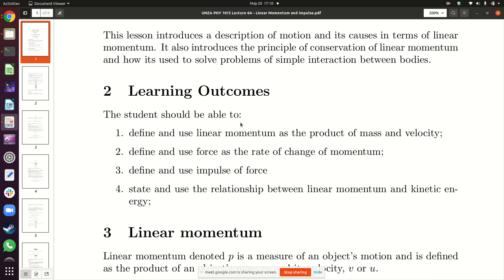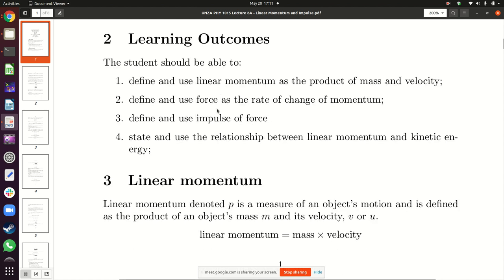Now, with this mass being multiplied by velocity, we use linear momentum as a measure of the motion of an object. Because if the velocity is zero, which means that this particular object is not moving, when you multiply this velocity times the mass, you're still going to get zero. So we use linear momentum as a measure of the motion of an object.